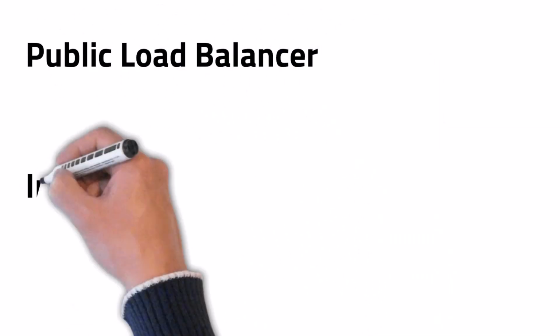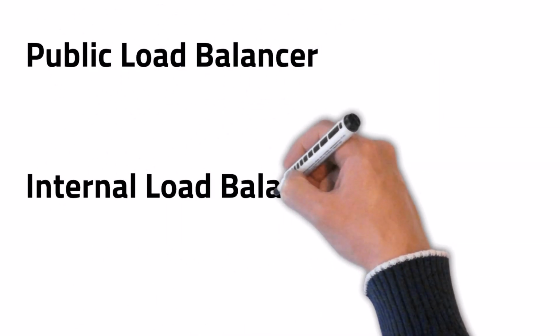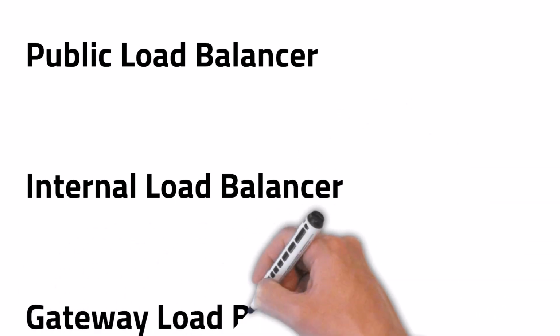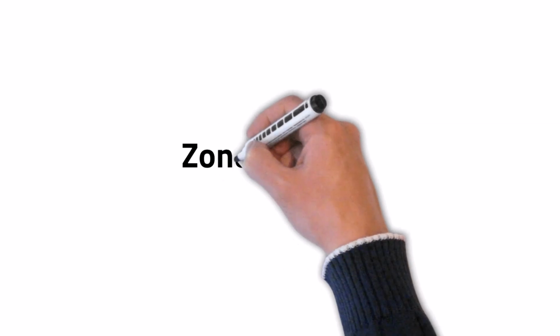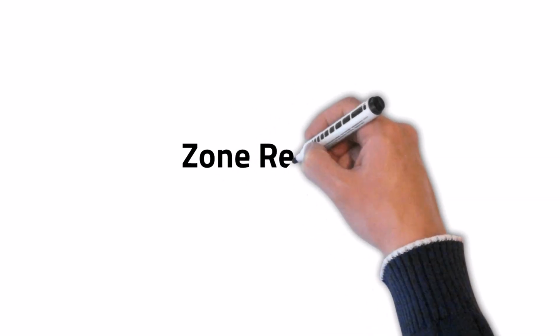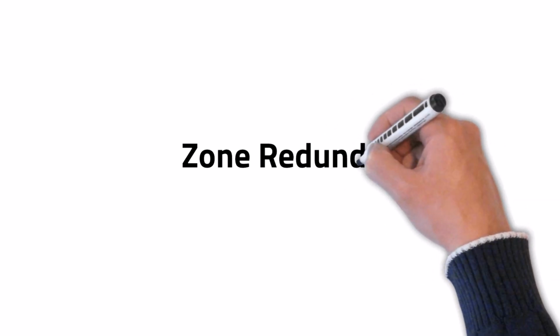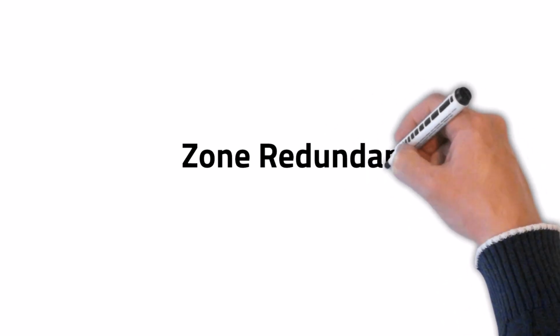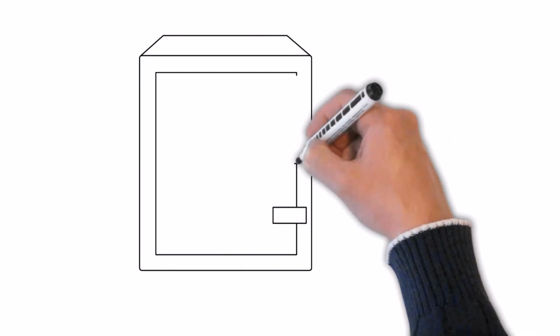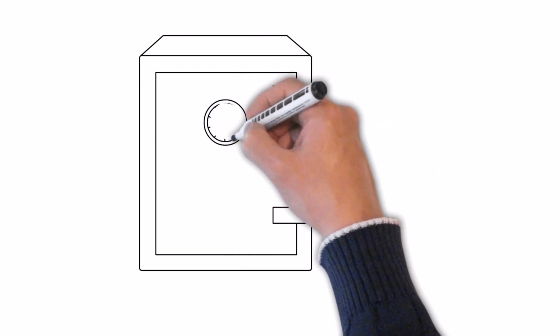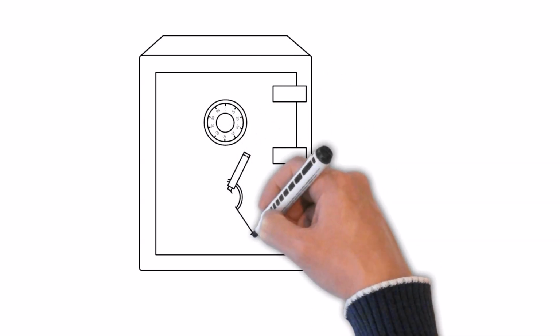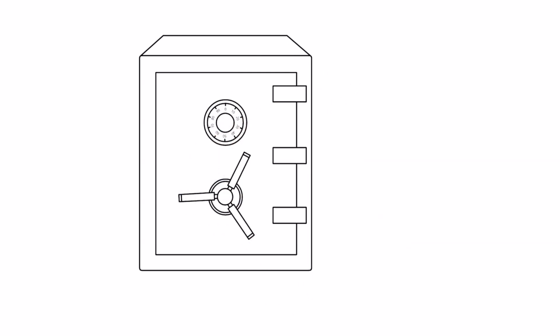Then we will see the different types of Azure Load Balancer: public, internal, and gateway load balancers. Then we are going to talk about zone redundancy and why it's very important in production workloads, and what is the main difference between zone redundant and single zone deployment. Moving on to how to protect our load balancer and configure DDoS protection for our load balancer.